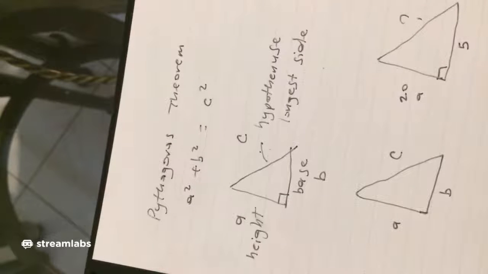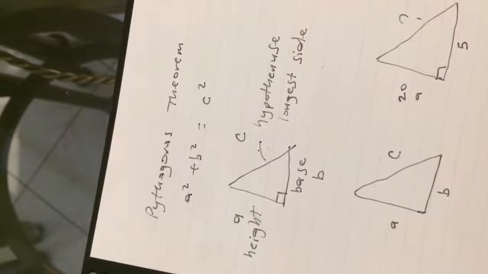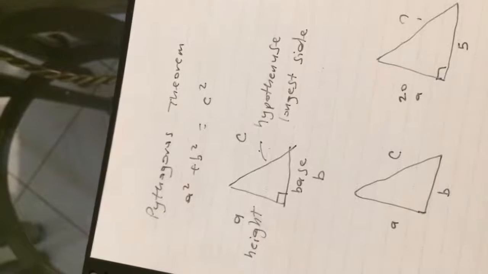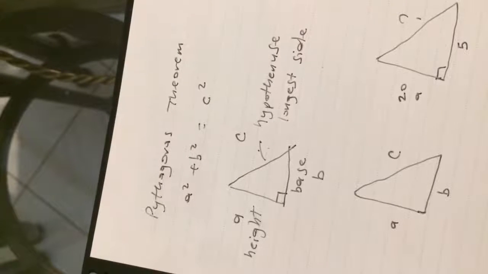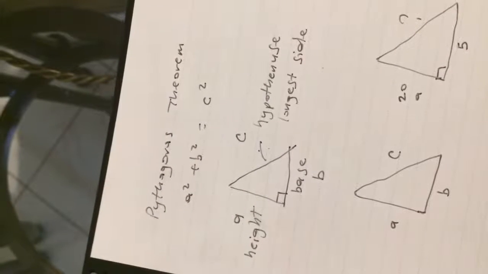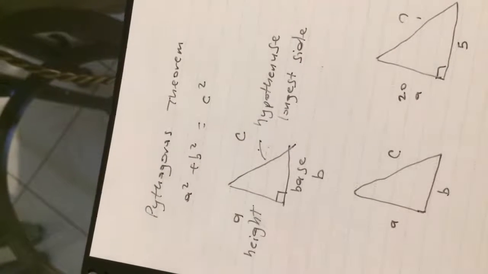Alright, so the Pythagoras theorem, we use it to find the missing side. A triangle has 3 sides, because, you know, triangle. We can find the missing side if we know 2 of the sides. So if we know any 2 sides, we can find the side that is missing.